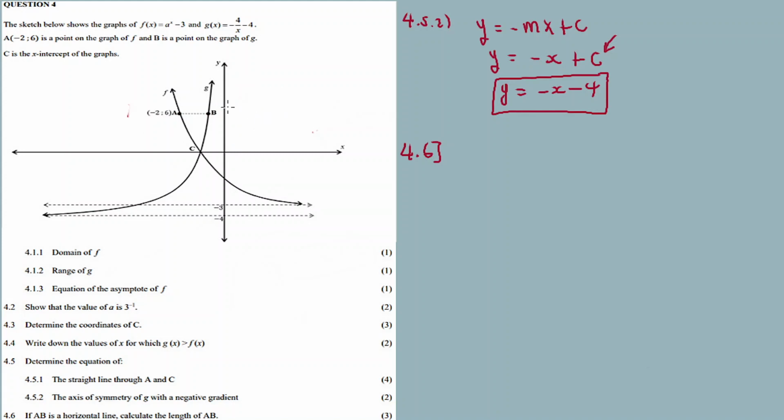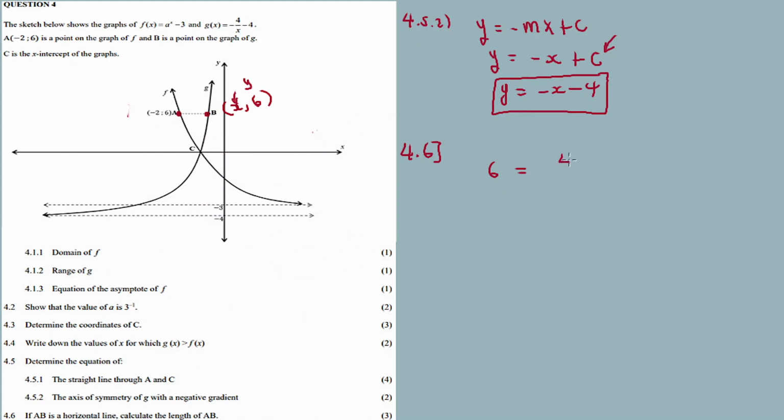But since this is a horizontal line, it means the coordinates of B are x and the y value will be 6. So it's x and 6. This A and this B will share the same y coordinate because this line is parallel to the x-axis, meaning they share a common y value. So in G I will substitute 6 to get the value of x.